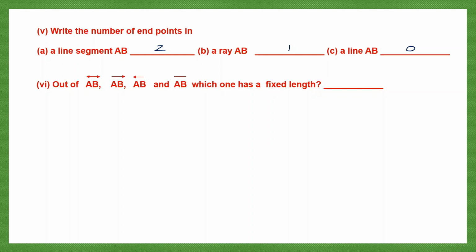So what is our answer? A, B, and this is a line segment. This symbol on top shows that it's a line segment which has two end points.